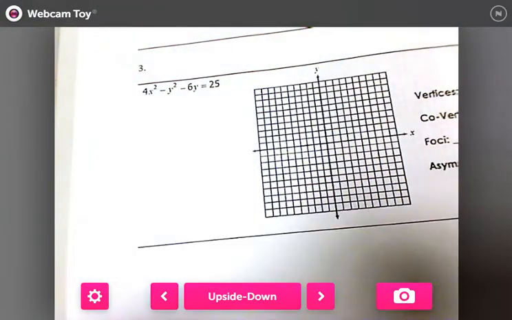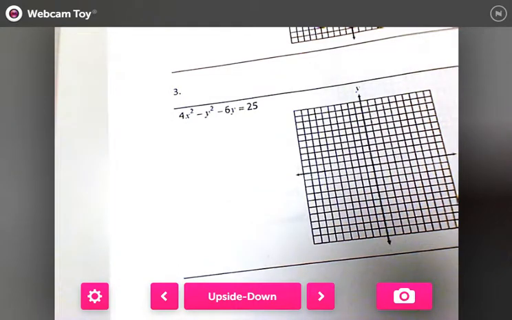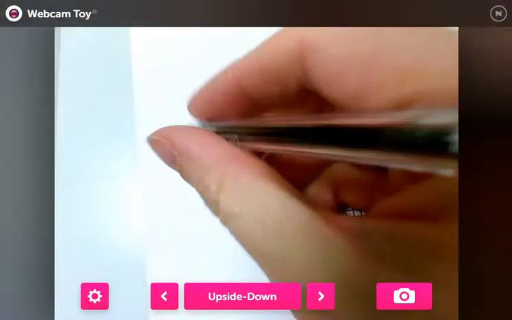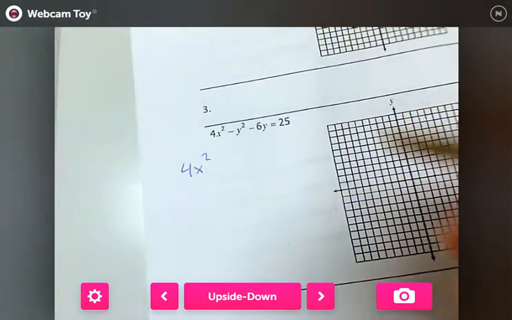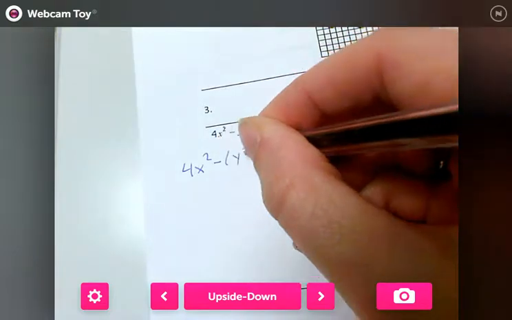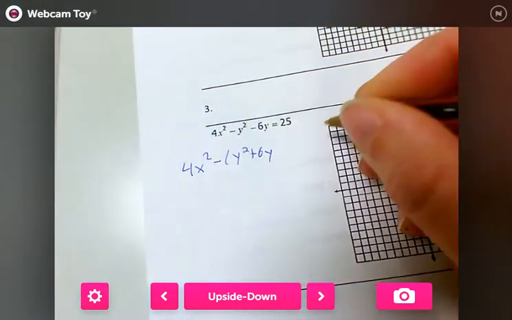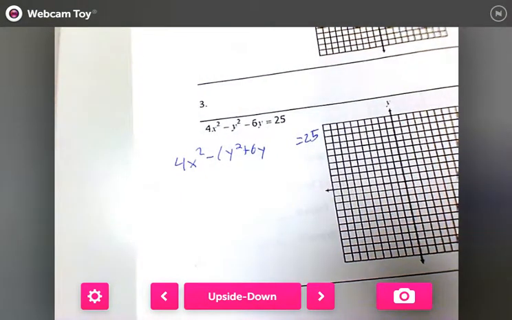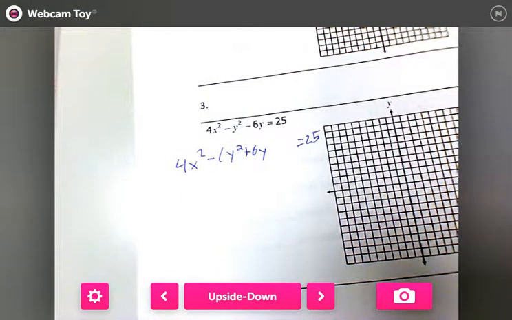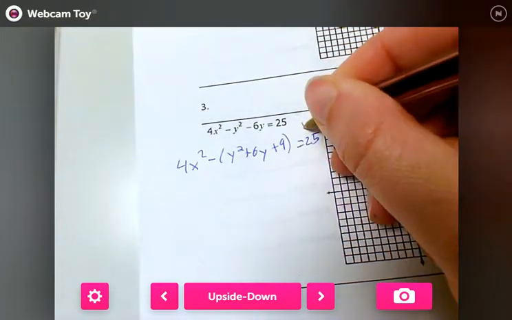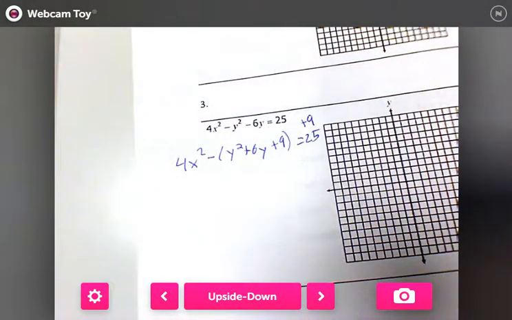We're not in standard form, so we need to get the y's together and the x's together. So we're going to go 4x squared, and then I'm going to take out a negative, and I get y squared plus 6y equals 25. Now what's half of 6? 3. 3 squared is 9. So that's why I add 9 to both sides. That right there is called completing the square.